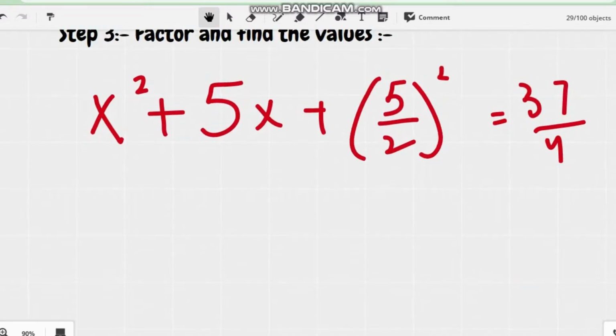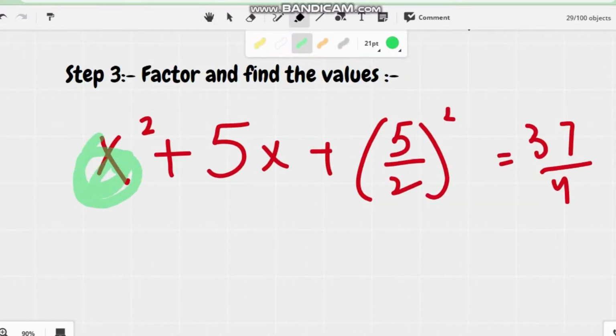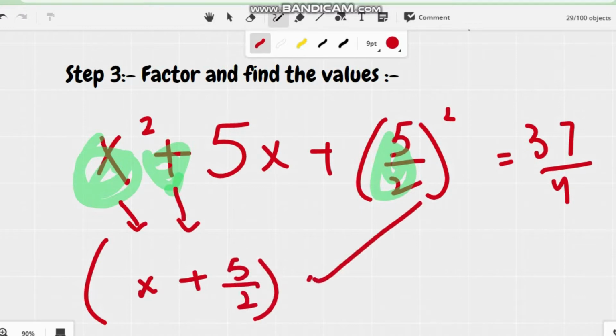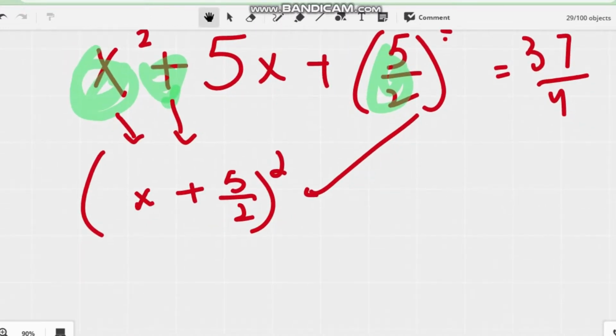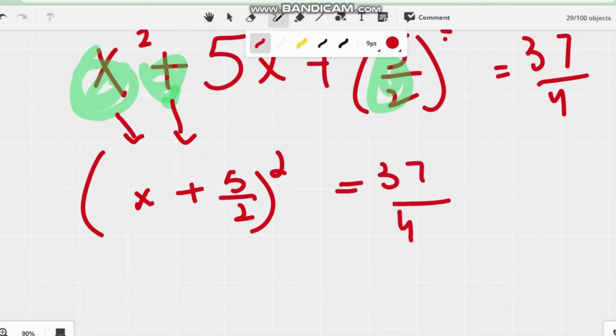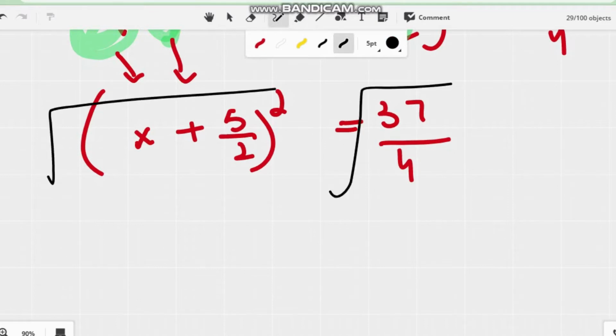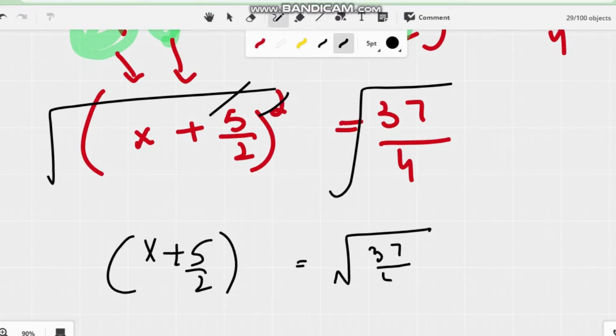So you can see how you write the factor form. x plus sign and 5 divided by 2. I'm going to write here: x, plus, this one would be 5 divided by 2, and then this bracket here and this square. Equals, I got 37 over 4. Now you can see that it's a square. What we're going to do, we will take the square root on both sides. So square cancels with root, so we got x plus 5 divided by 2 equals square root of 37 over 4.